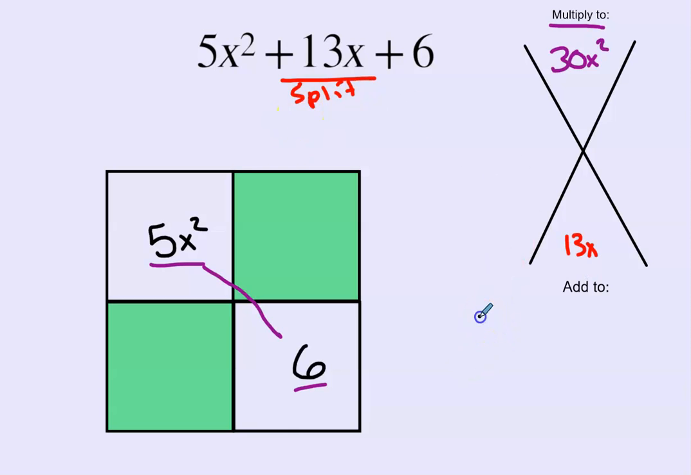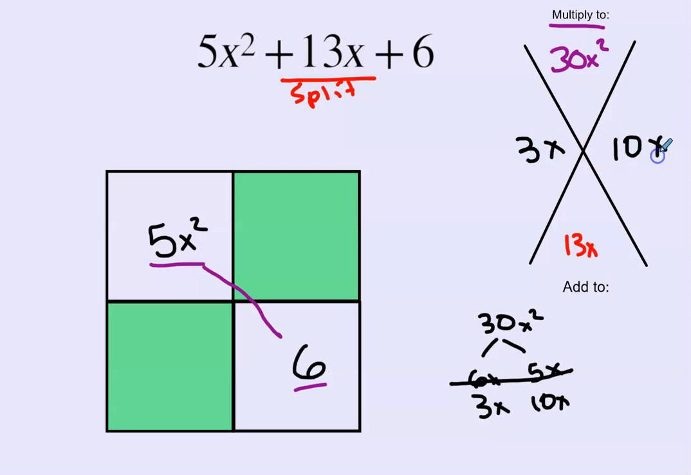That's going to be, well, 30, we could do 6 times 5, right? 6x times 5x, but that's going to add to only 11x, so that's close, but it's not right. What about 3x times 10x? There we go. 3x times 10x, that adds to 13x. 3x, 10x, boom. And now you just throw them in there. 3x, 10x, doesn't matter which one. And now we'll just figure out the outside.